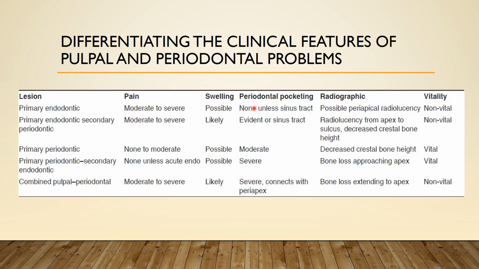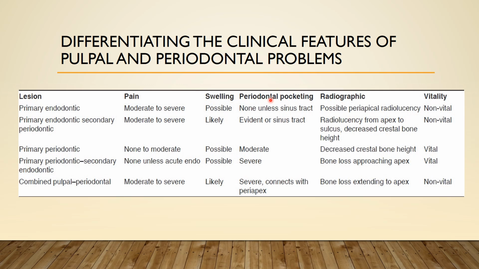Okay, so coming to the periodontal pocket, as you know, in primary endodontic there will not be any periodontal pocket unless there is a sinus tract. In primary endodontic, secondary perio, a pocket or sinus tract will be evident. In primary periodontic, you will get a moderate pocket depth, and in primary perio, secondary endo, you will get a severe, deeper pocket depth.